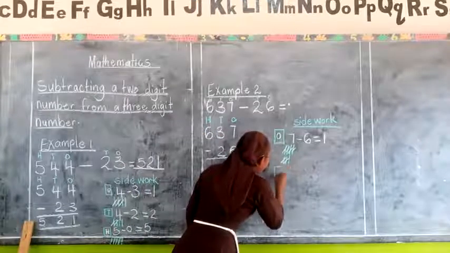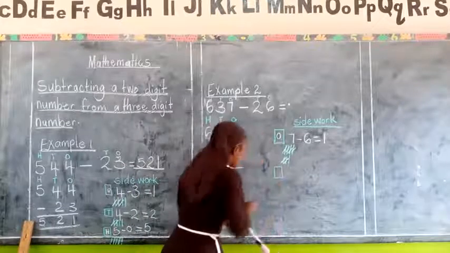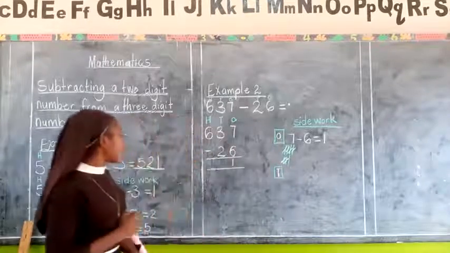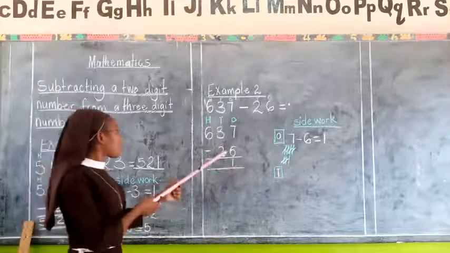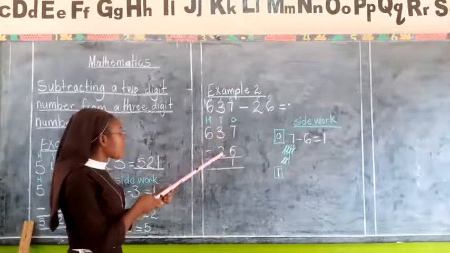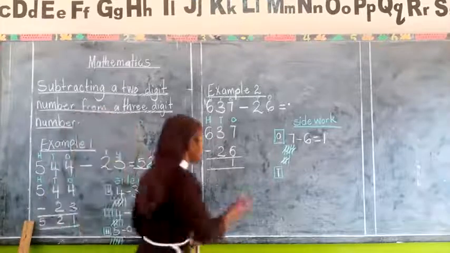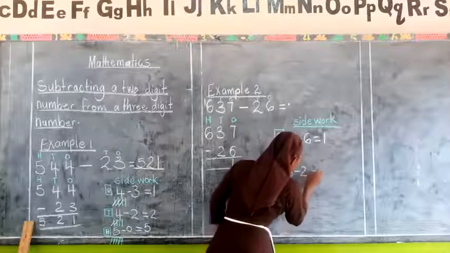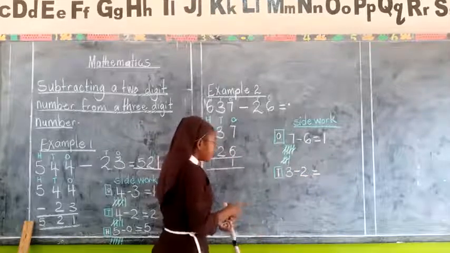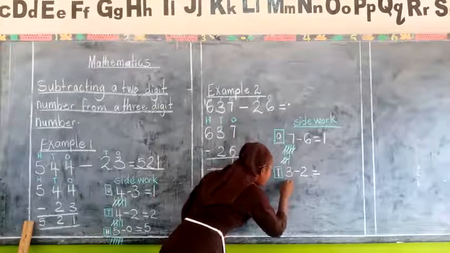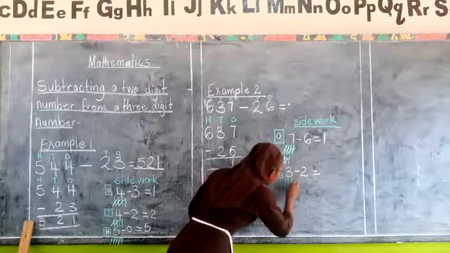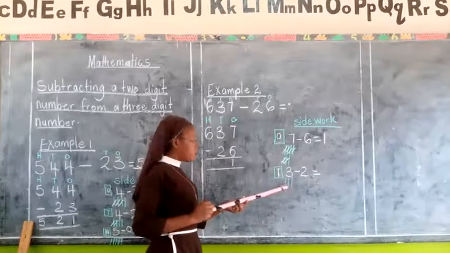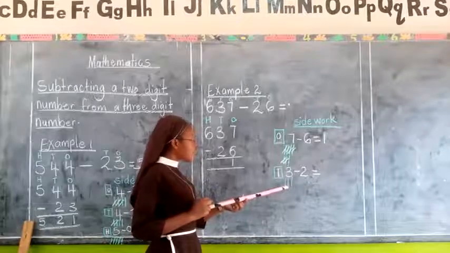This box is representing our tens. Under the tens, which numbers are we supposed to subtract? We are supposed to subtract 2 from 3. So we shall write 3 take away 2. We come here, as I said, we draw our 3 counters. 1, 2, 3. From the 3 counters, we are supposed to take away 2, meaning we are going to cross out that 2.